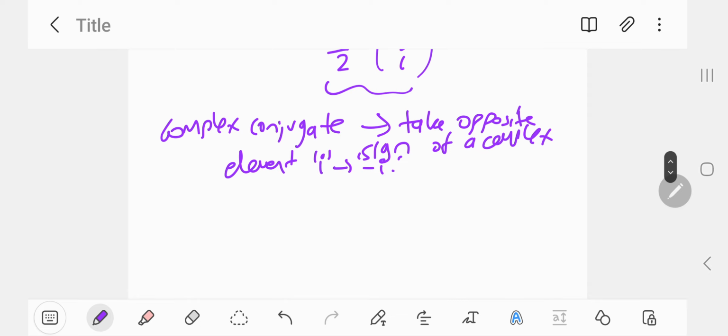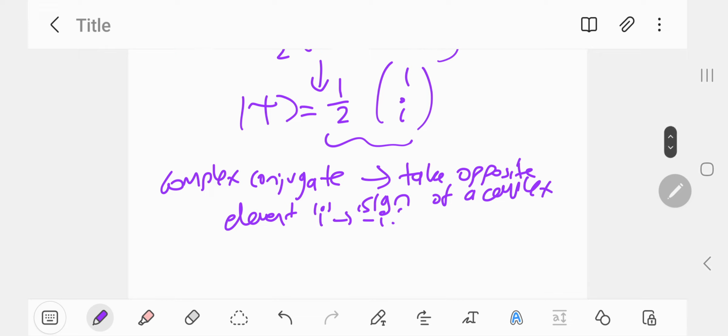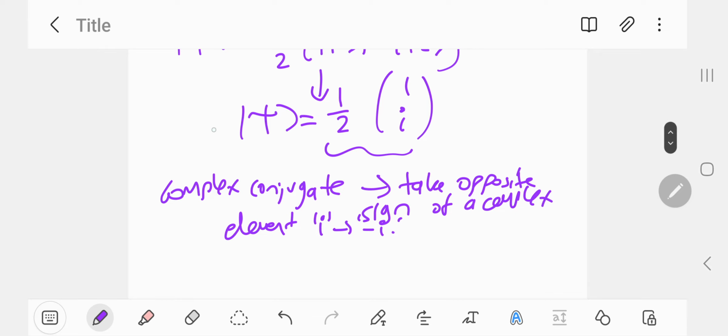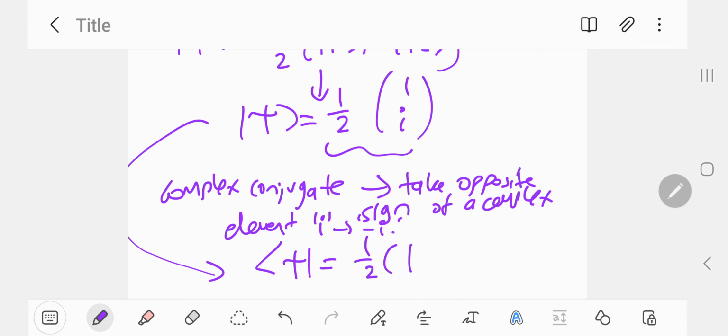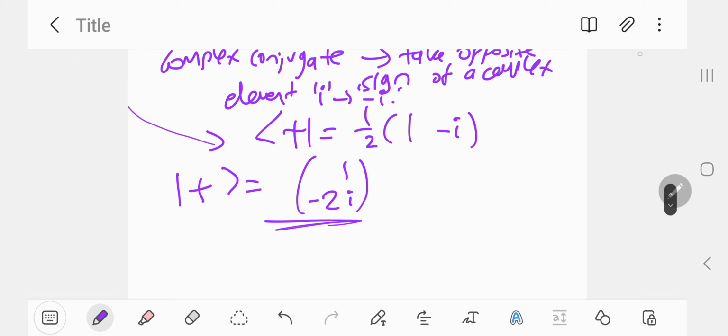Let me show what I mean. This state here, psi, we can rewrite as follows. This is the bra equivalent, half, the 1, written in row vector form, minus i. Nothing happens to the real number 1, just the i. As an exercise, try to work out the bra equivalent of the following column vector. It's the same idea.